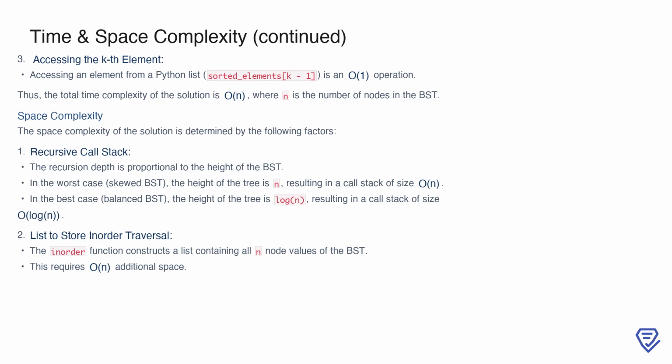The first factor influencing space usage is the recursive call stack. The depth of recursion depends on the height of the BST. In a worst-case scenario where the tree is skewed, this height could be n, leading to a stack size of O(n). In a more balanced tree, the height is approximately log n, resulting in a stack size of O(log n). The second factor is the list used to store the inorder traversal result. This list holds all n node values, requiring O(n) space. Therefore, the largest contributor to space usage is the traversal result, making the overall space complexity O(n).